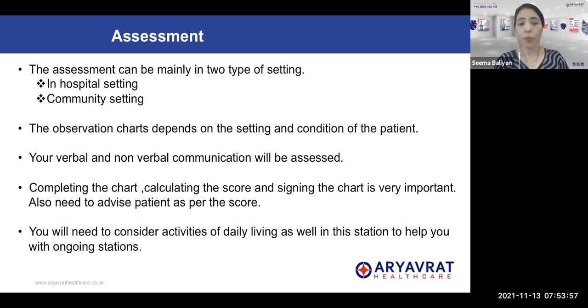You will also need to make sure that once you have completed your charts, you check with the patient their activities of daily living, such as eating, drinking, mobility, diarrhea, constipation, their social history and all that. All this history is going to help you to take better care of the patient. So this will also be included in the assessment. And all the while you are doing the assessment, your verbal as well as non-verbal communication is also checked. So please make sure that you talk to the patient and behave in the same way as you would in your real life.